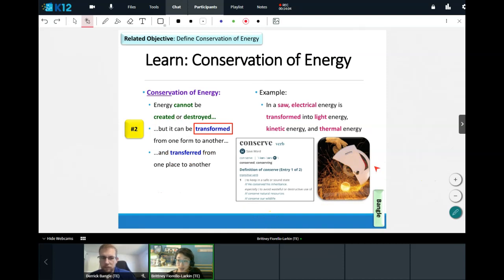All right, so this is going to be related to potential and kinetic energy today. So let's go ahead and jump into talking about energy some more. All right, so learning about conservation of energy.